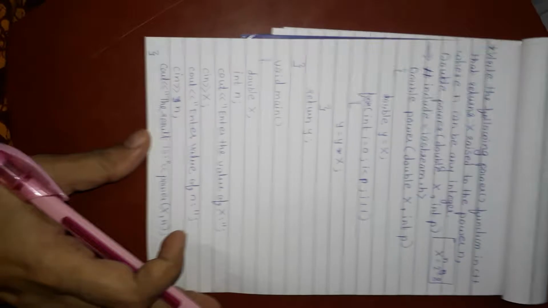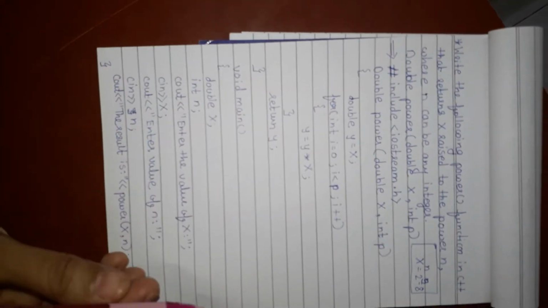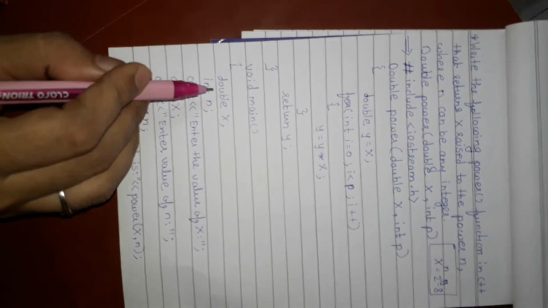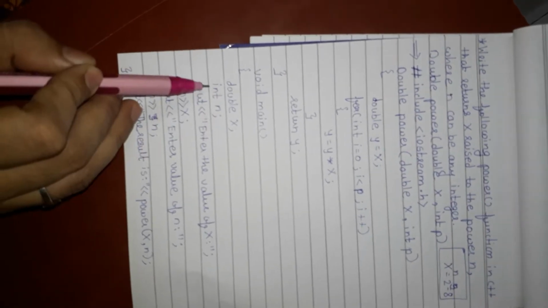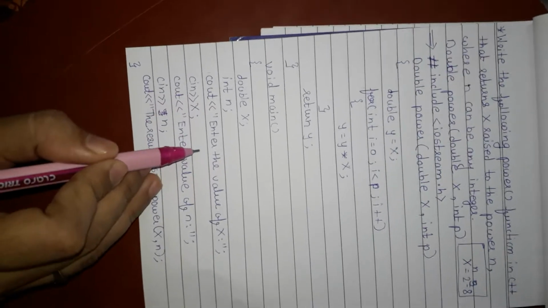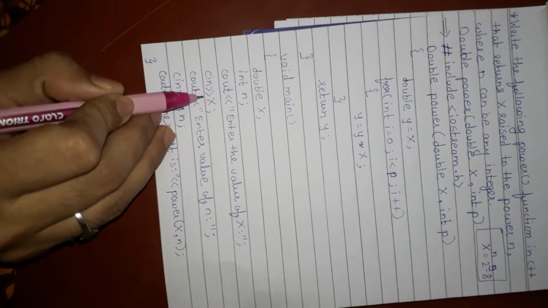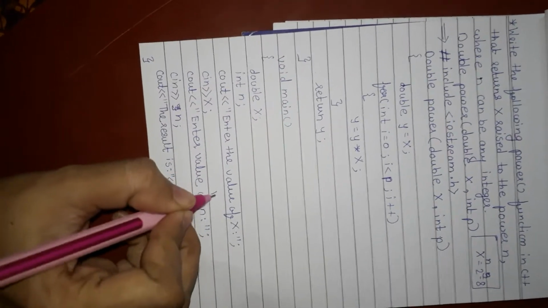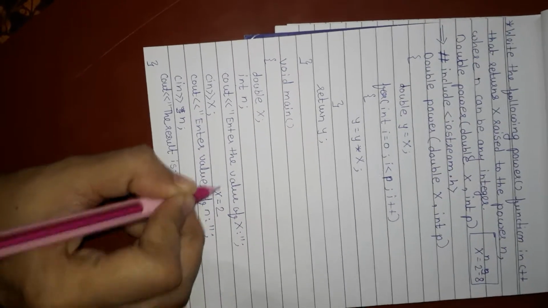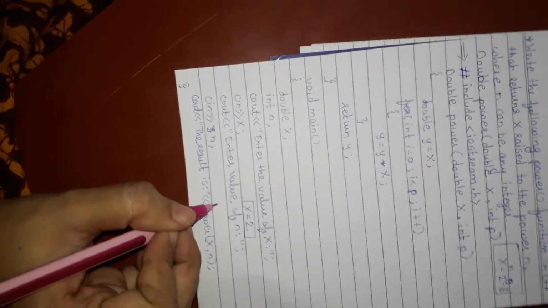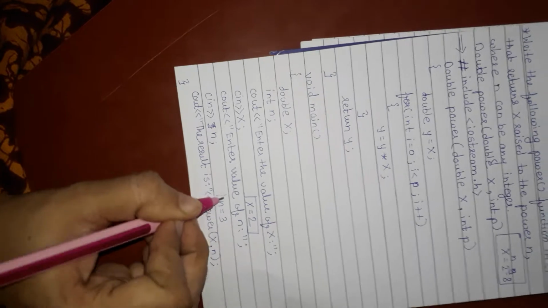Execution takes place, as we all know, from main only. Here we have declared two variables, one of double type and the other of integer type. Then in cout we display the message to enter the value of x, and we take the value of x. Suppose the user enters 2. Then I ask the user to enter the value of n, and suppose the user enters 3. So x equal to 2 and n equal to 3.